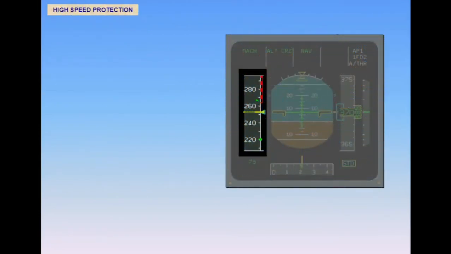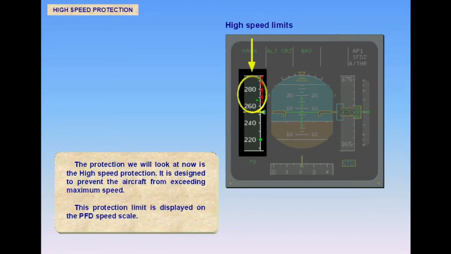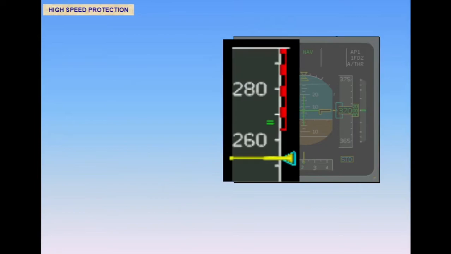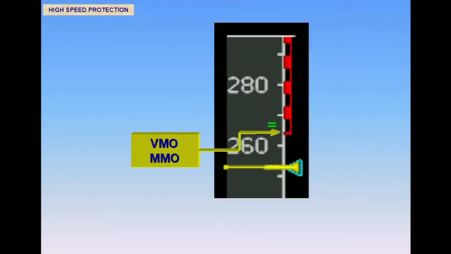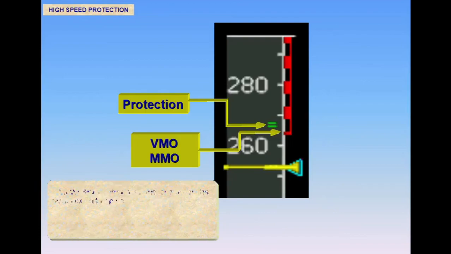The protection we will look at now is the high-speed protection. It is designed to prevent the aircraft from exceeding maximum speed. This protection limit is displayed on the PFD speed scale. VMO-MMO is shown at the bottom of the red-black barber pole. Green dashes indicate the speed at which the protection is activated, plus 6 knots.